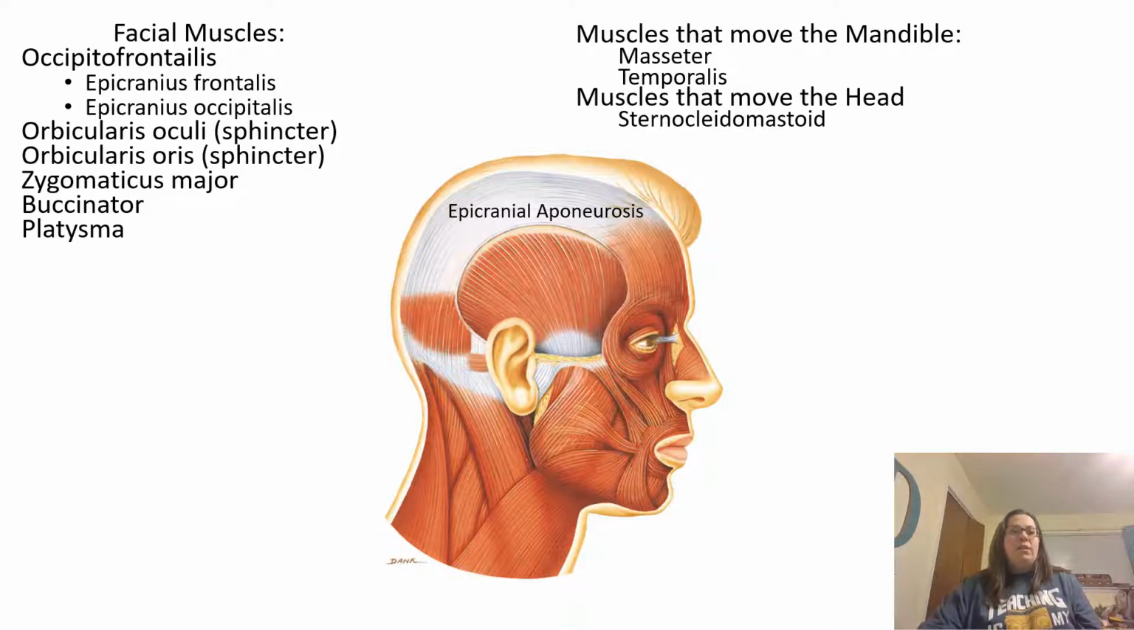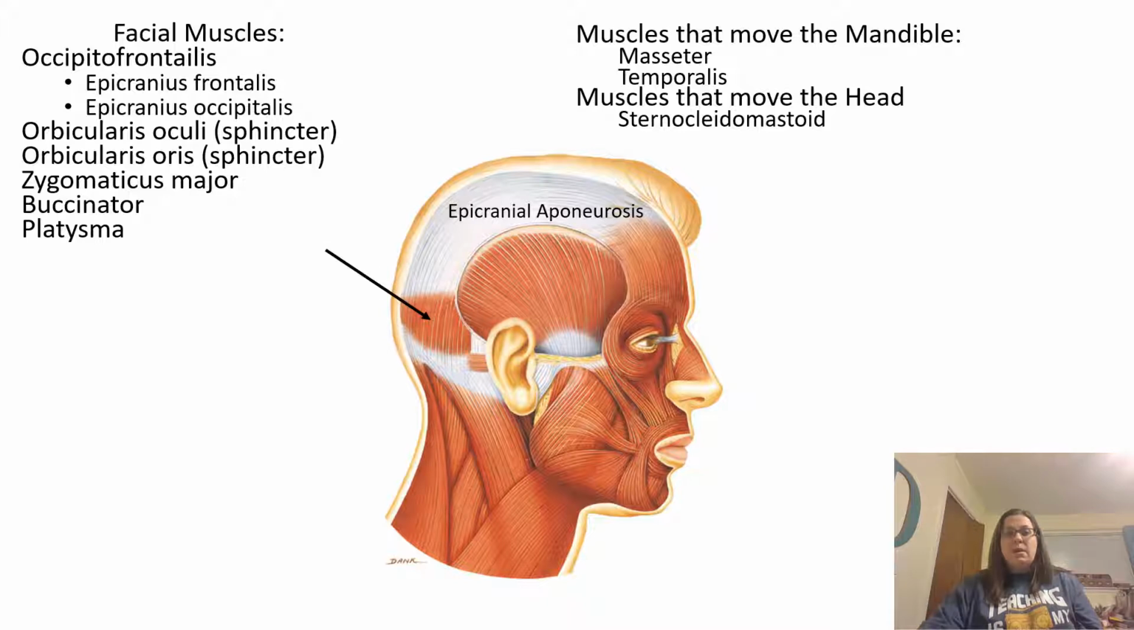We have the orbicularis oculi, which is a sphincter. We also have another sphincter on our face called the orbicularis oris, the zygomaticus major, the buccinator, the platysma. We also have muscles that move the mandible, which are the masseter, the temporalis, and muscles that move the head, which is the sternocleidomastoid. So let's take a look at where these are located.